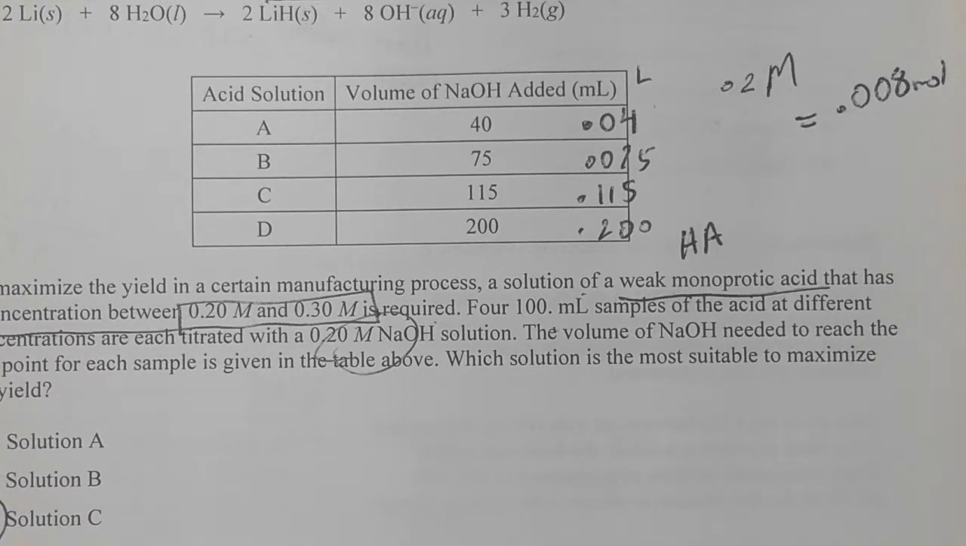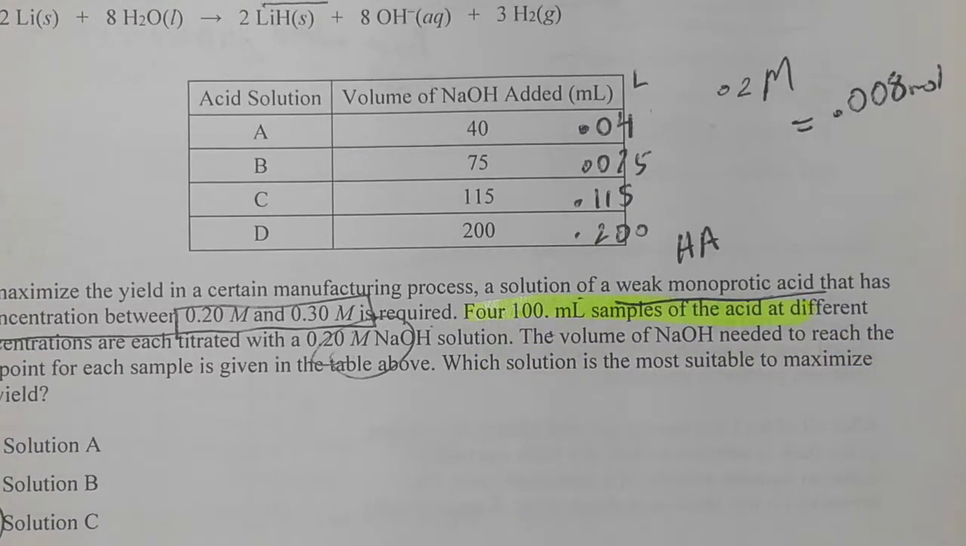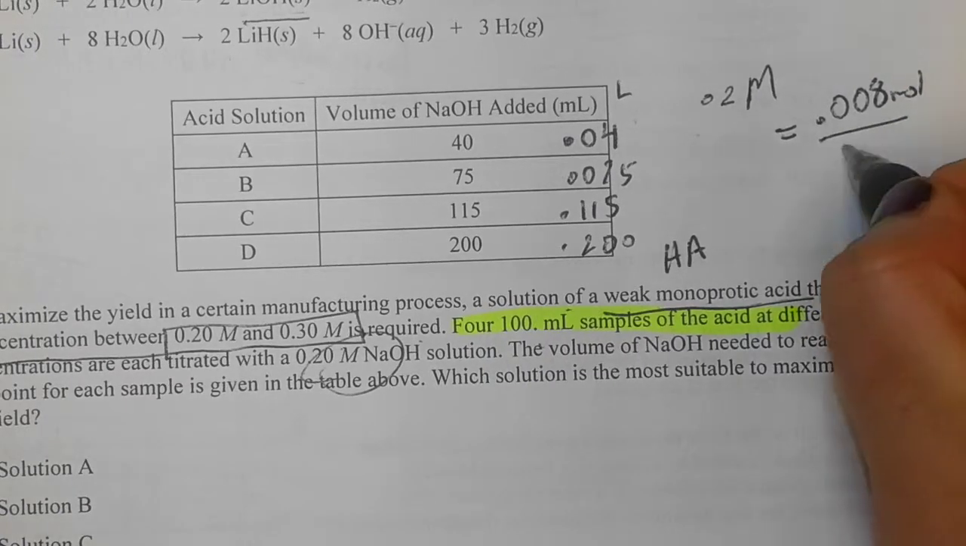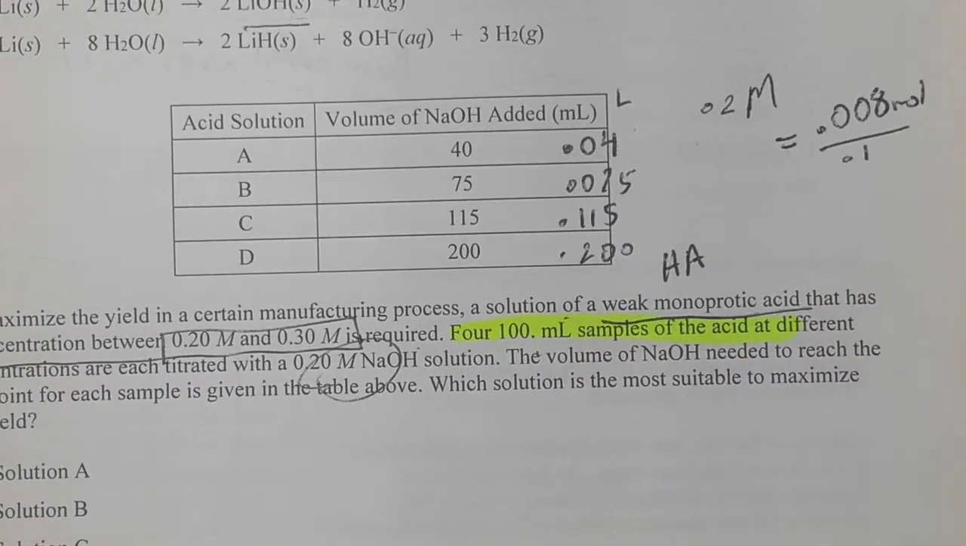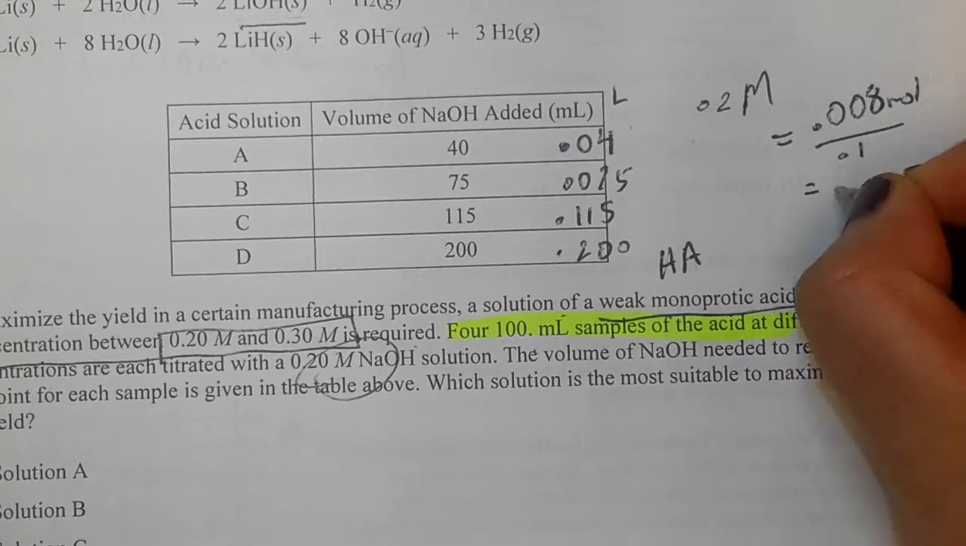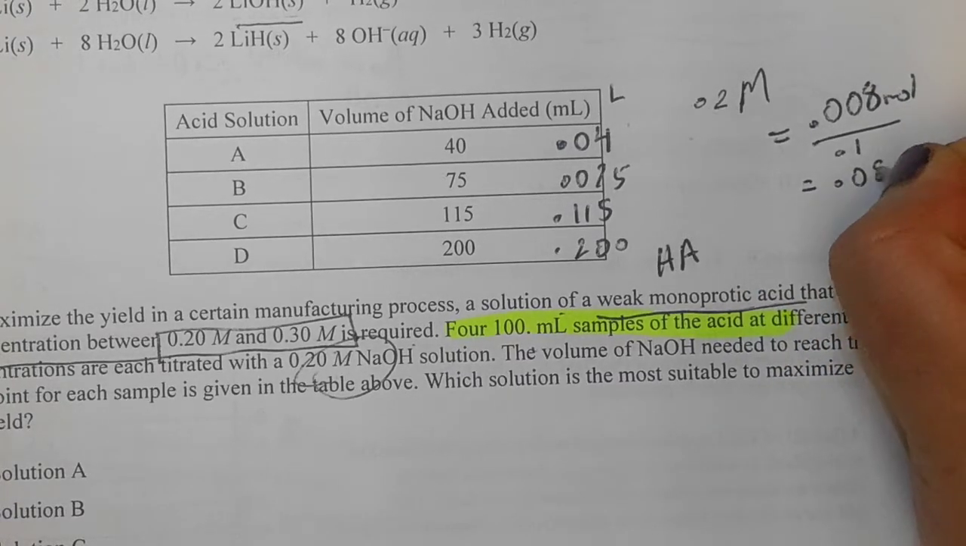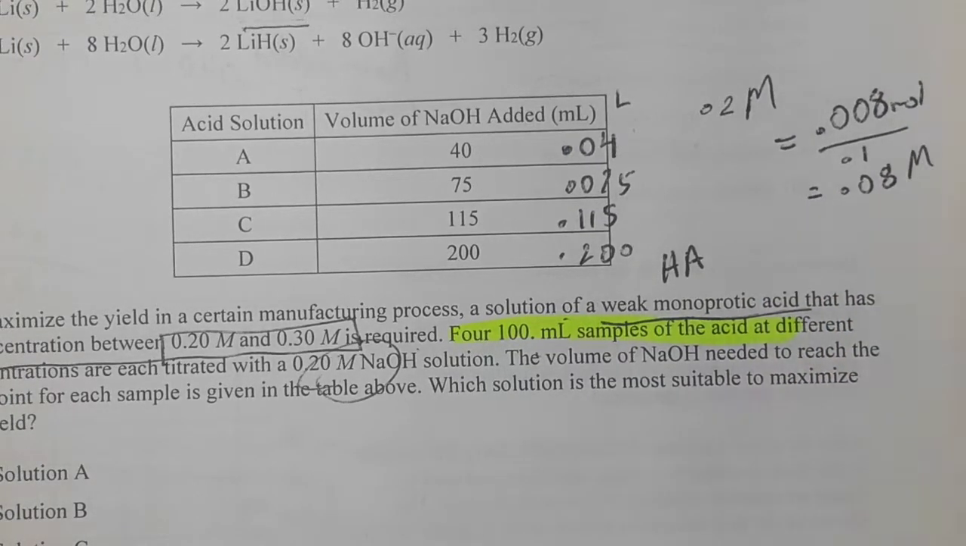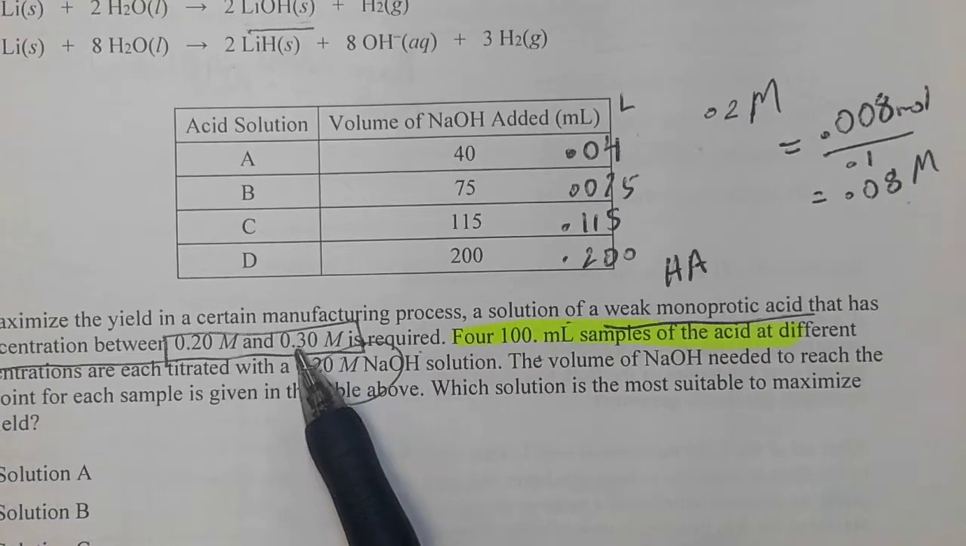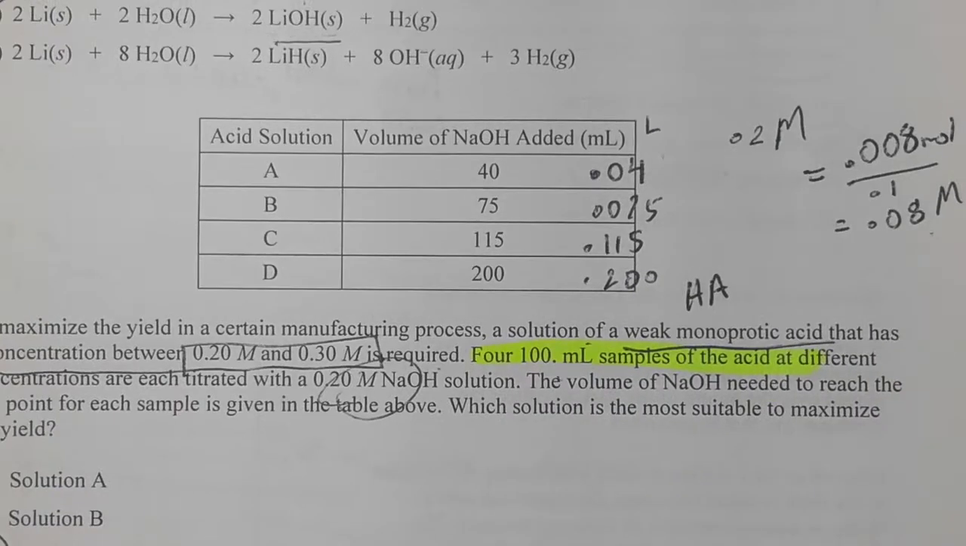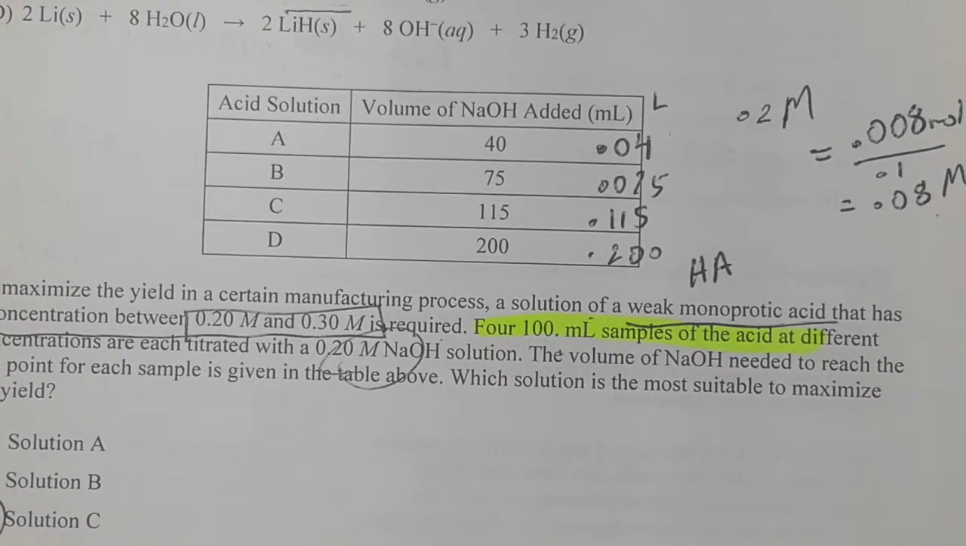Do you know that we have a volume of acid in the question? Volume of acid? Yeah. That means the acid volume is 100 milliliters. So divided by 0.1. So then that gives you a concentration of 0.08 molarity. Take a look. Is it within the range? No. So you go on to another one and then you find one within the range.